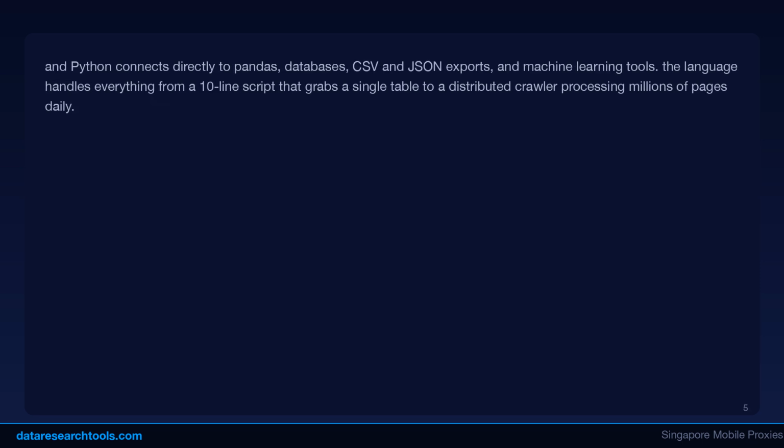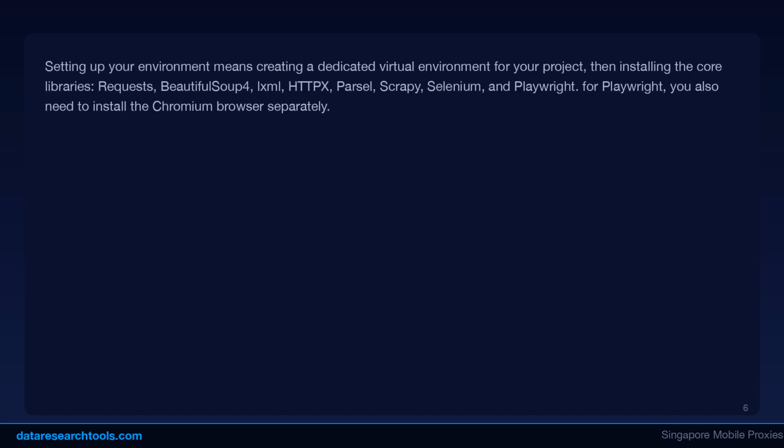The language handles everything, from a 10-line script that grabs a single table to a distributed crawler processing millions of pages daily. Setting up your environment means creating a dedicated virtual environment for your project, then installing the core libraries: requests, BeautifulSoup4, lxml, httpx, parsel, Scrapy, Selenium, and Playwright. For Playwright, you also need to install the Chromium browser separately.